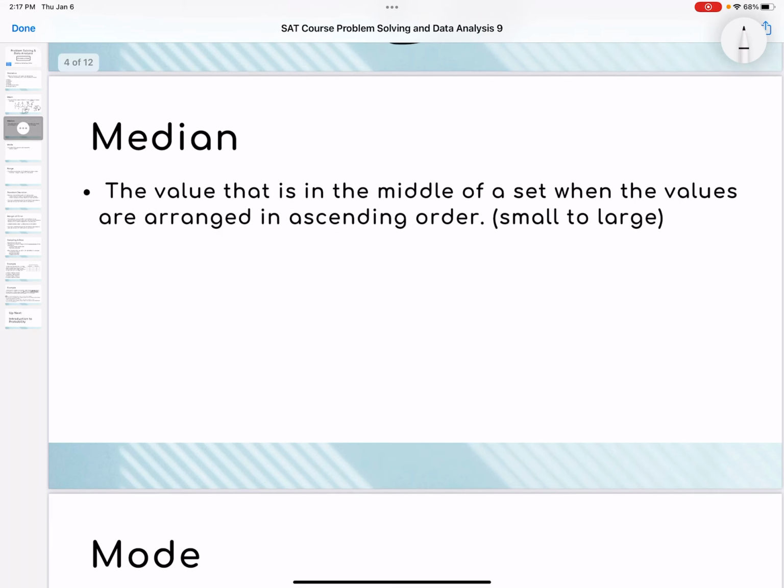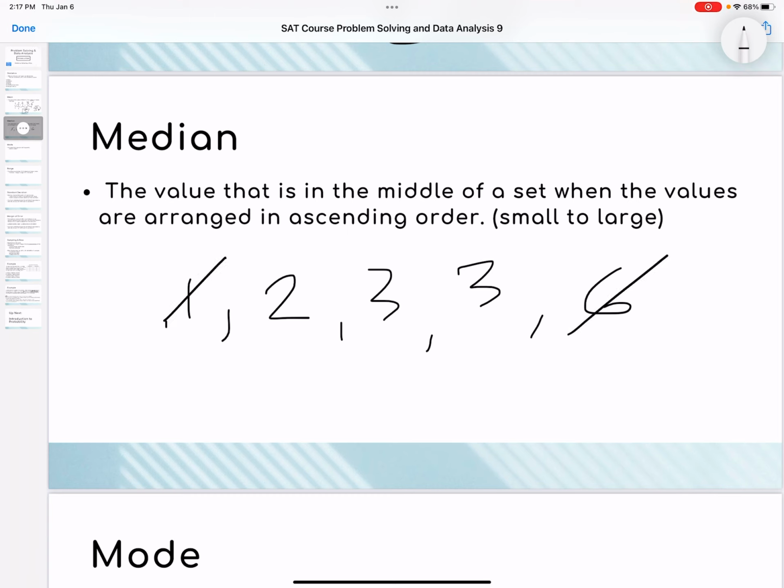All right, the next one is the median. The median is the value that is in the middle of a set when the values are arranged in ascending order. And again, this is smallest to largest. So if we have that same data set 1, 2, 3, 3, and 6 in ascending order, the median would be the middle value. And we find that middle value, especially for bigger data sets, by marking off on each side until we get to that middle value. And in this case, our median will also be 3.